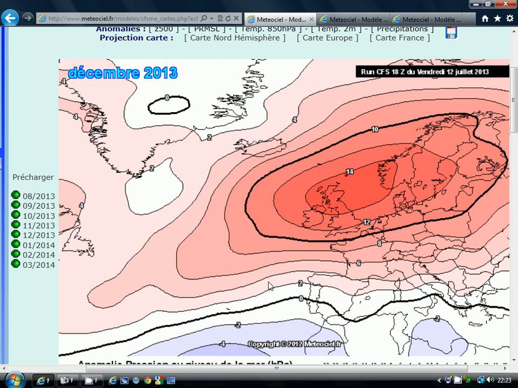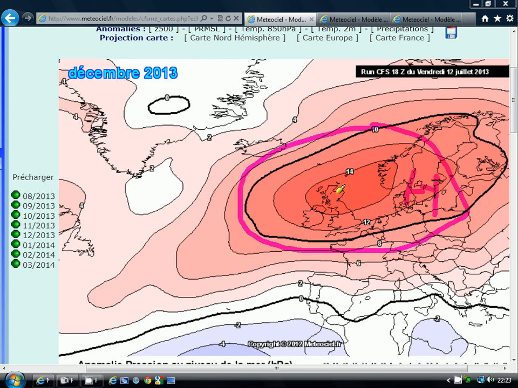That's quite a wet sort of pattern for the autumn, I think, for England and Wales. December sees a big area of high pressure developing around the British Isles. That is a very active area of high pressure sitting across the country, across much of northwestern Europe as well.